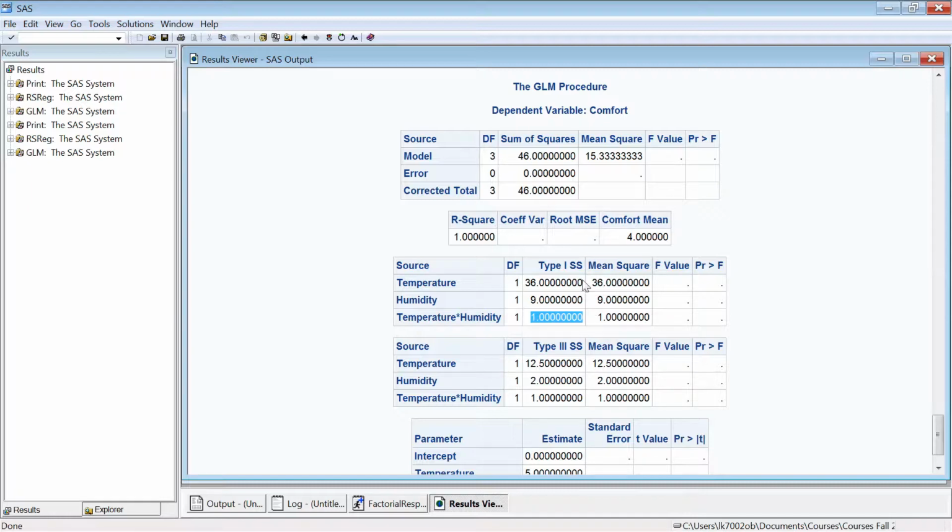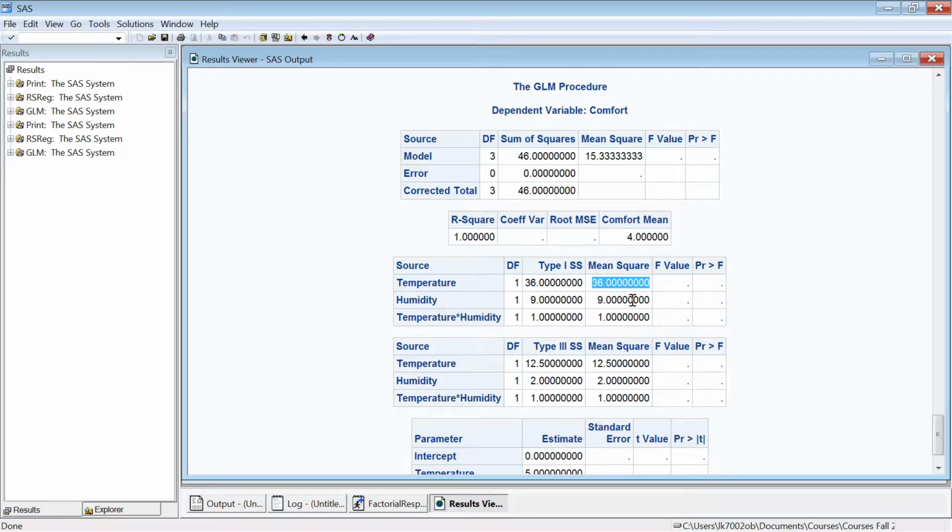And then the degrees of freedom for temperature, there are two levels of temperature, 0 degree and 75 degree Fahrenheit. So the degrees of freedom will be 1. Humidity was 2 levels, so the degrees of freedom is basically 2 minus 1, which is 1. And then the interaction is basically temperature times humidity, which is 1 times 1 is 1. Now, this is the mean square, which is the sum of squares divided by the degrees of freedom.